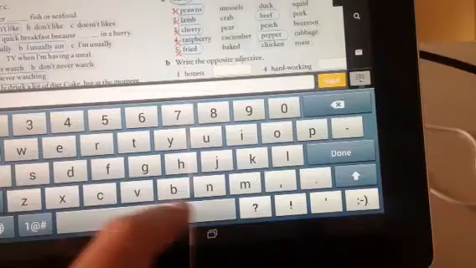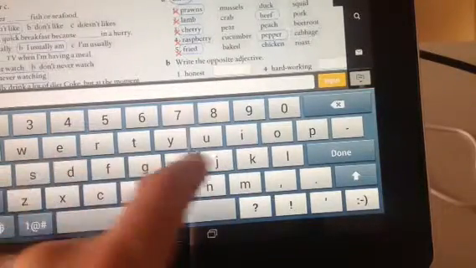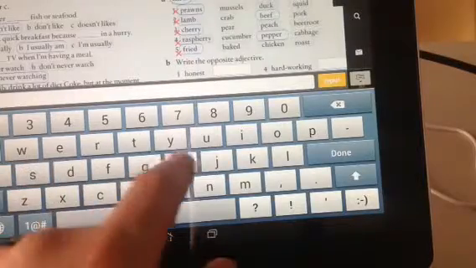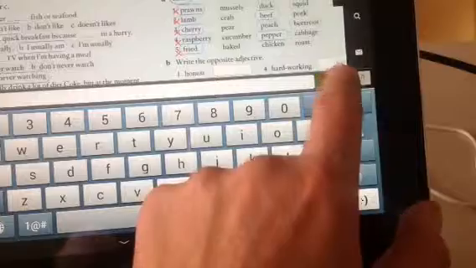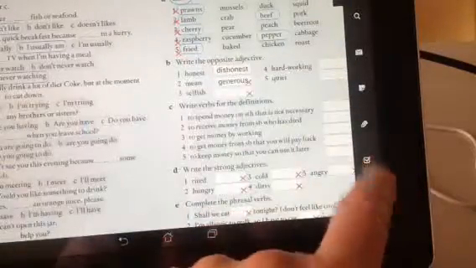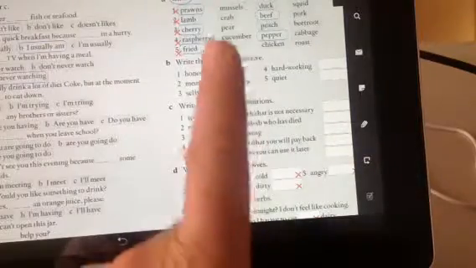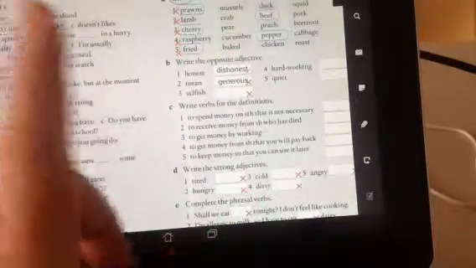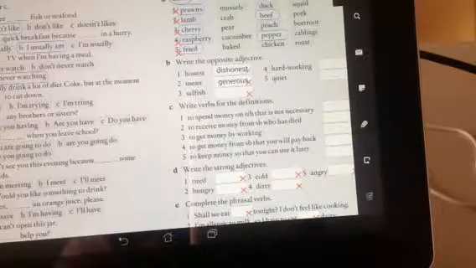So let's have a look at honest. Perhaps somebody suggests dishonest, so let's try that. Dishonest. Is that the correct answer? Input. Close the keyboard, and again I can check by clicking on the check button. Now we've got an answer right. So with the class, together we can go through all of these answers and check that they are right or wrong.